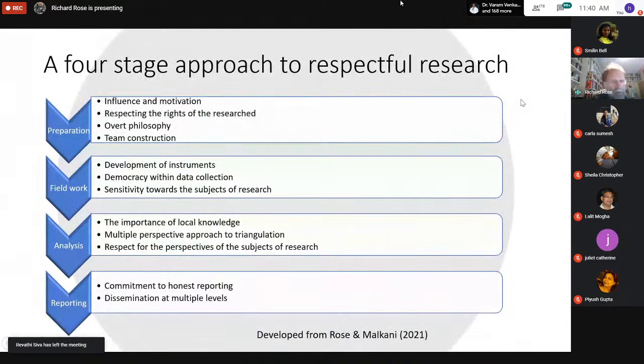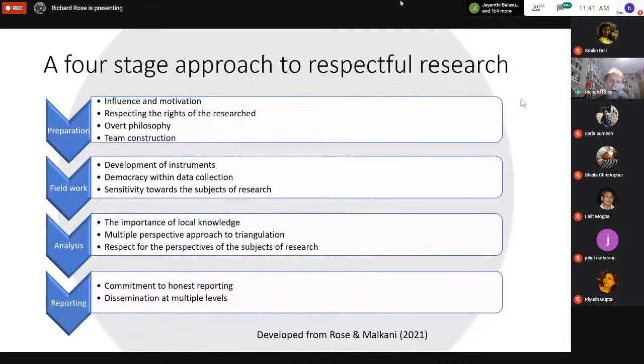So let's move on to this notion of respectful research. I'm going to suggest to you that we need to look at a four-stage approach to research if we want to be completely respectful of the people that we work with. I'm going to go through each one of these stages in a little bit of detail. And then what I'll do at the end of my presentation is give you an example from an actual project that I led, which shows how we tried to deal with this.